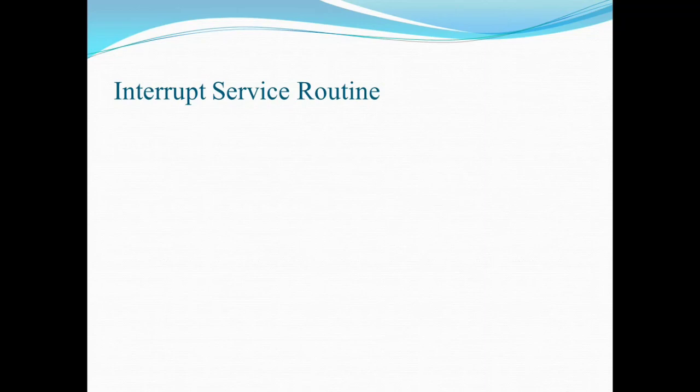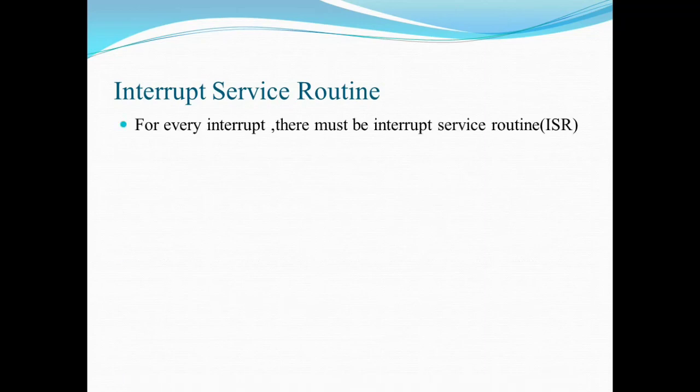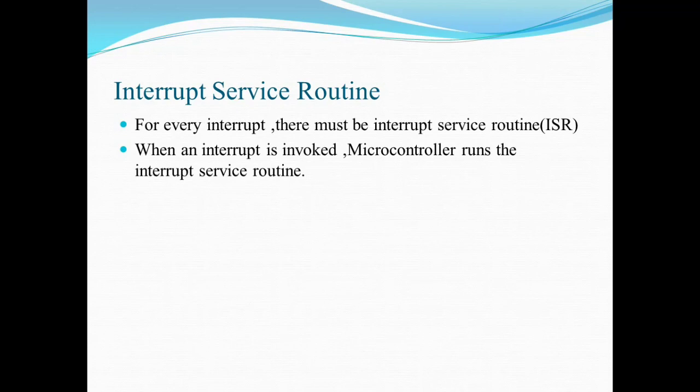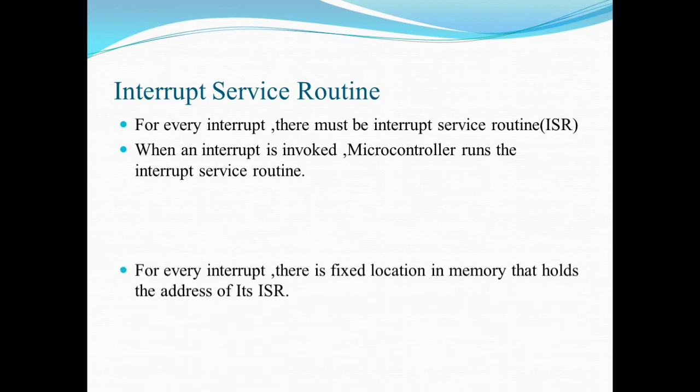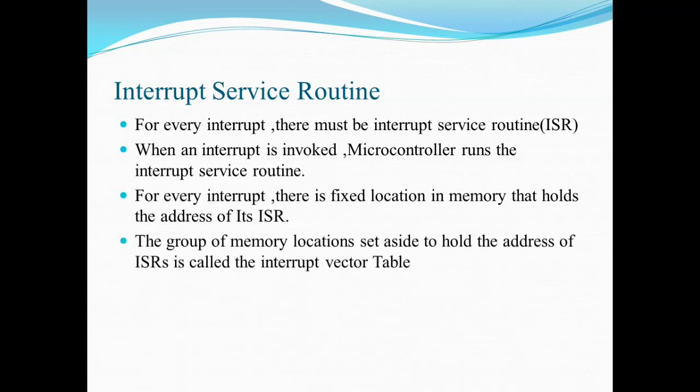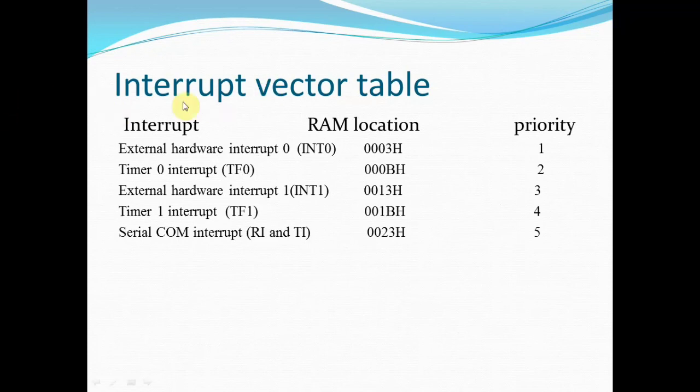Now let us first understand the meaning of an interrupt service routine. For every interrupt, there must be an interrupt service routine, which is called an ISR. Whenever any interrupt is invoked, the microcontroller runs that interrupt service routine, so the control of the microcontroller is transferred to the ISR. For every interrupt, there is some fixed location in the memory which holds the address of the ISR, and this group of memory locations set aside to hold the addresses of ISRs is called an interrupt vector table. Now see here, this is an interrupt vector table.